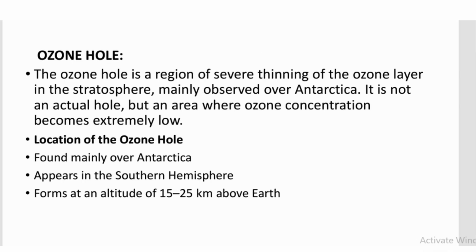So what is an ozone hole? The ozone hole is a region of severe thinning of the ozone layer in the stratosphere, mainly observed over Antarctica. It is not an actual hole but an area where ozone concentration becomes extremely low. The location of the ozone hole is mainly over Antarctica, appearing in the southern hemisphere, and it forms at an altitude of 15 to 25 km above the Earth.